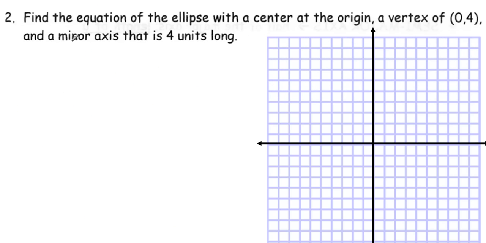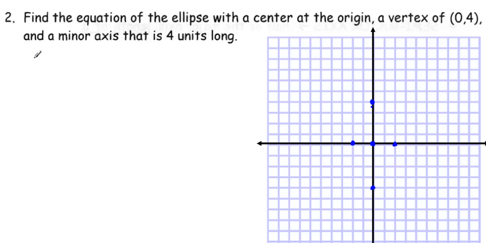So it'll be quicker. Number 2, find the equation of the ellipse with the center at the origin, vertex of 0, 4, and a minor axis that is 4 units long. I'm going to plot what we've got. We've got the center at the origin, vertex of 0, 4. So that means we're going to have another vertex at 0, -4. Our minor axis is 4 units long, so that means we're going to go 2 each way.